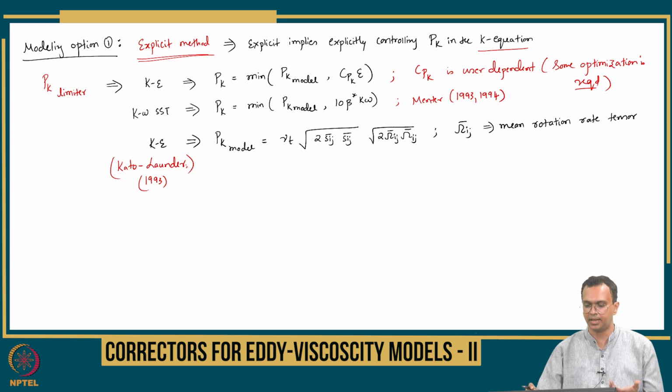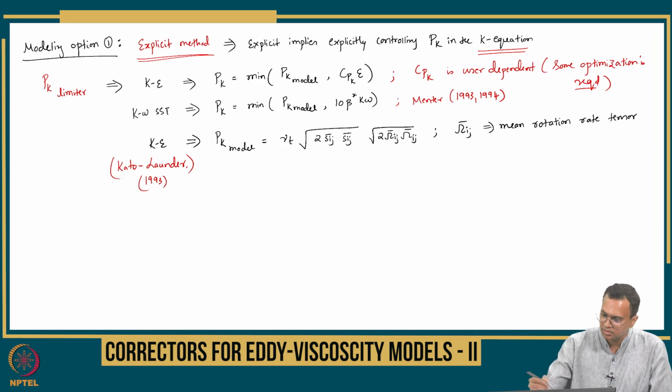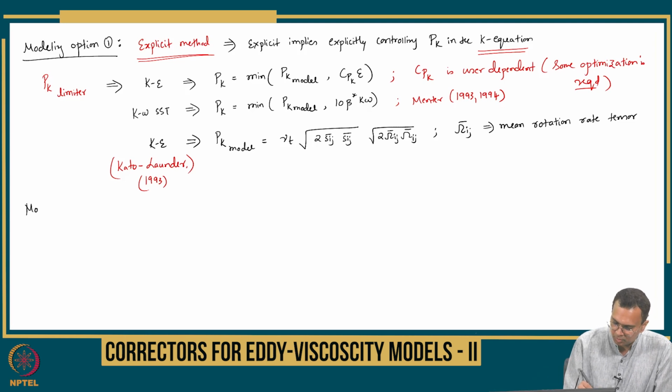So these are explicitly controlling. You put a min function, or you directly compute pk model using another formula. So basically you are attacking the k equation, then it is explicit. If you are going after the epsilon equation, then it becomes implicit. Okay, k is untouched, you correct everything through epsilon implicitly. Even though the unphysical behavior is in the k equation, you can control it using epsilon or the second term.